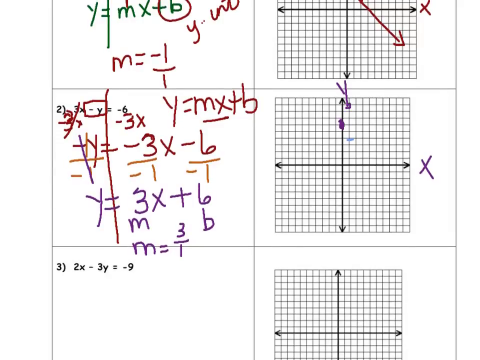I'm running out of graph, so let's go over the other way, and let's go down 3 and 1 to the left, which is there. Oops, I need to erase that one. Try that again. Down 3, 1 to the left, should be right there. Down 3, 1 to the left, and you can continue that until you have several points that give you a nice straight line.